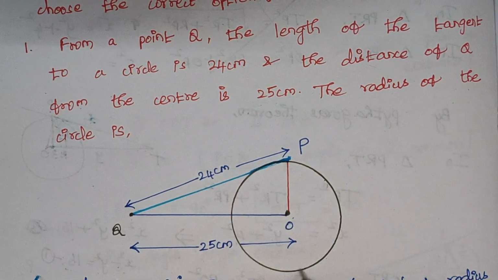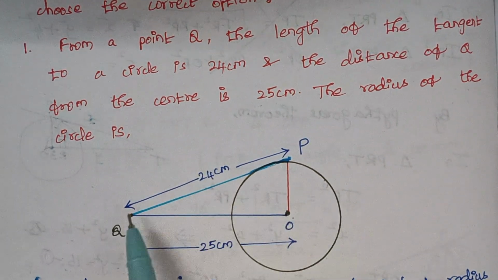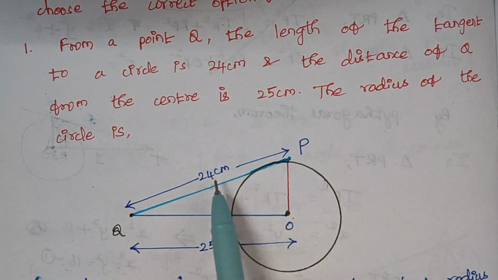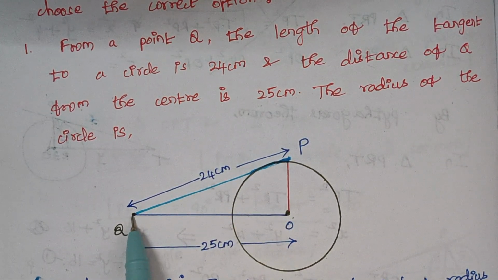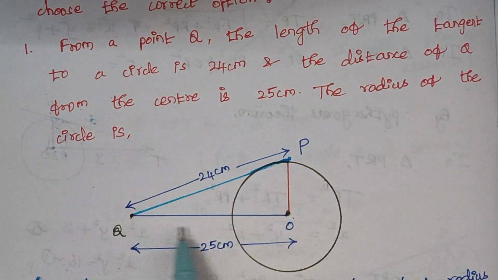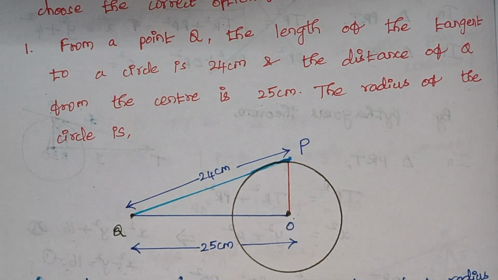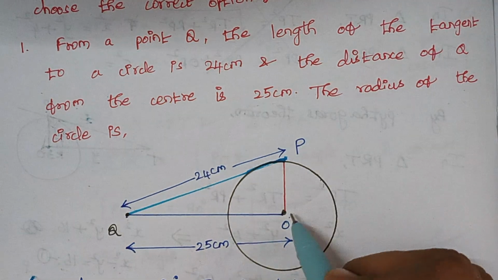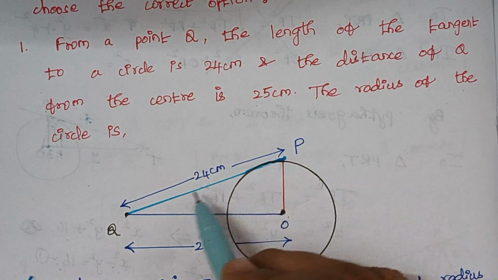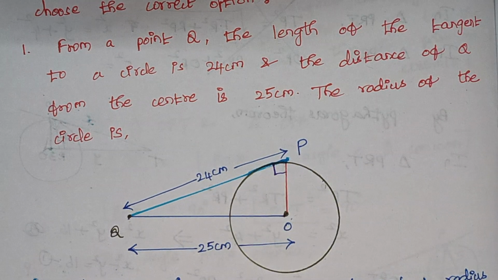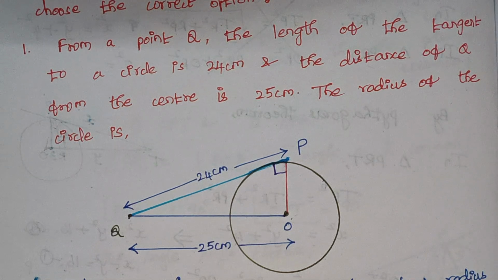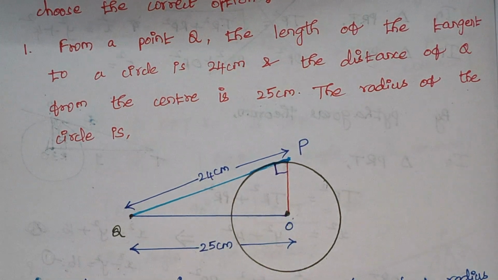So this is our circle with center O and QP is the tangent. Its value is 24 centimeter and the distance from point Q to the center is 25. So we have to find the radius. The first thing is, as we already know, the angle between the radius and the tangent to the circle is always 90 degrees. So this is a right angle triangle.